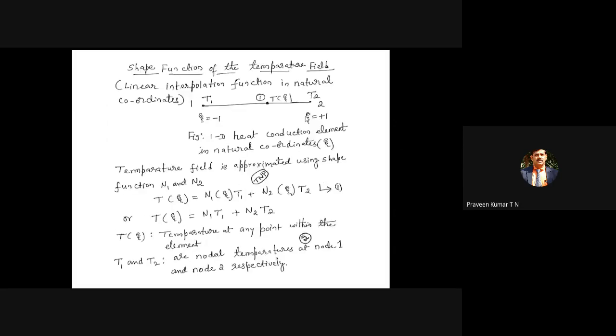Now we have one more importance of the shape function. It is used in almost all modules. Once you know the temperature at node 1 as well as node 2, the temperature at any point within the element we can get by using this equation, T of xi. Xi ranges from -1 to +1, and xi is normally 0 at the midpoint of the element. If you put xi equal to 0, we can get the temperature at the midpoint of the element. That generalized expression is given by N1 T1 plus N2 T2.